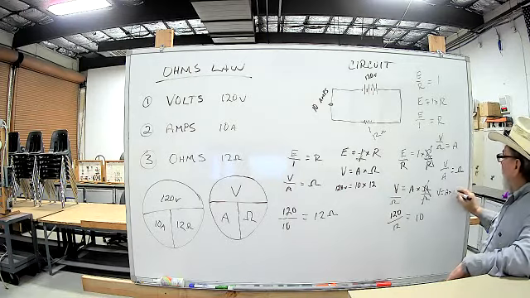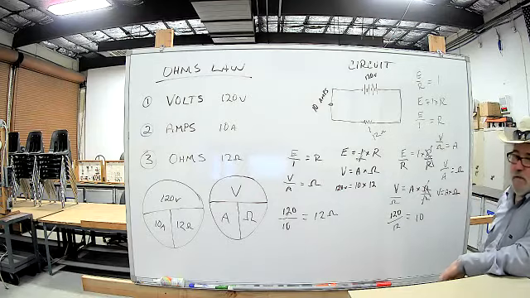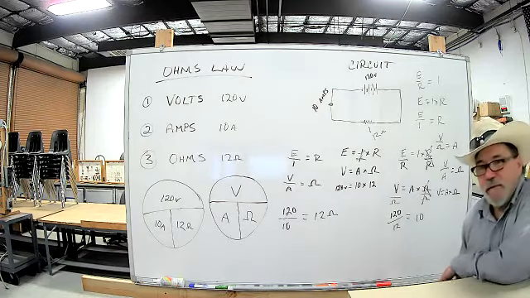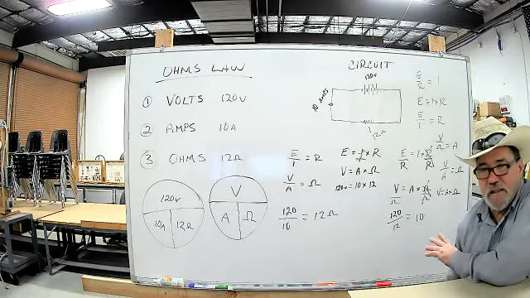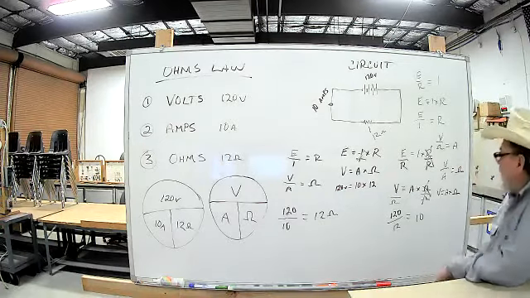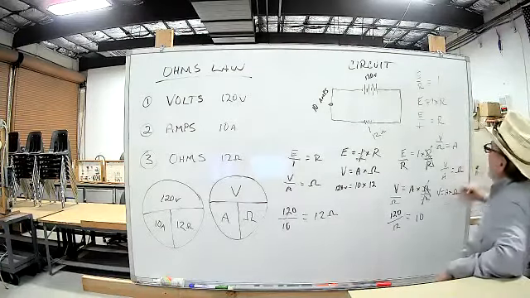I got too many I's and R's, because I learned the I and R and E thing, so I have to transfer everything over in my head, and I don't know why they do that. They should have just gone with V, A, and ohms. But anyway, you don't have to memorize all this stuff.